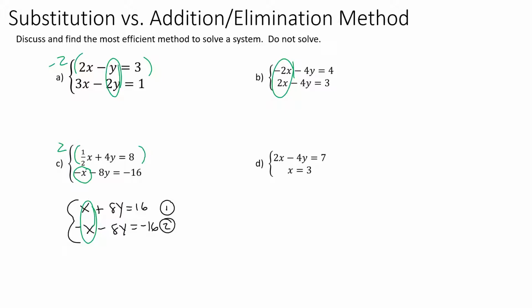And for D, well, everyone I think here should be using the substitution method for that. We already have a variable solved for. We know that x is 3, so you just plug a 3 in for that x.